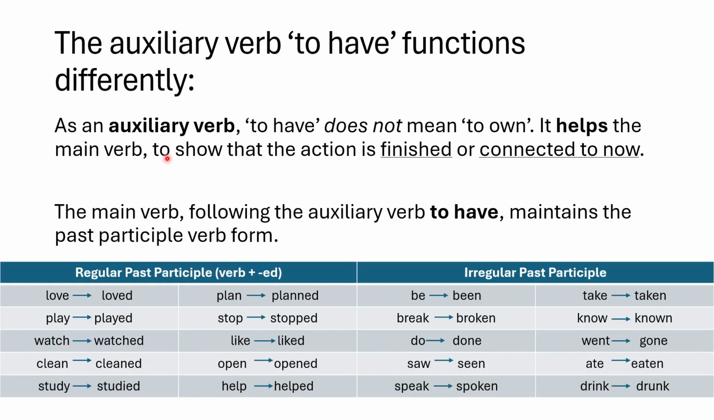As an auxiliary verb, to have does not mean to own. It helps the main verb to show that the action is finished or connected to now. The main verb, following the auxiliary verb to have, maintains the past participle verb form. The past participle is not the same as the past simple in many verbs. Here are some regular and irregular past participle verbs.